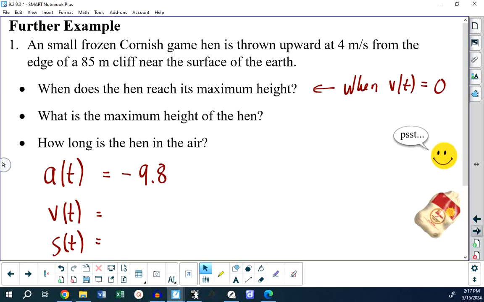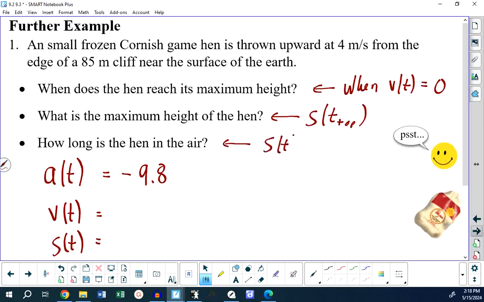So in order to answer this first bullet, we need to know the velocity function so we can set it equal to zero and solve for the time. On the other hand, what is the maximum height? Well, the maximum height of the hen will be s of the time to the top, which is the time we find in the first bullet. You can't find the position of the hen at that point in time unless you have a position function. So we need the position function. How long is the hen in the air? Well, that's going to be the solution to this equation, because when the hen reaches the ground, it will no longer be in the air. So we need to find these functions.